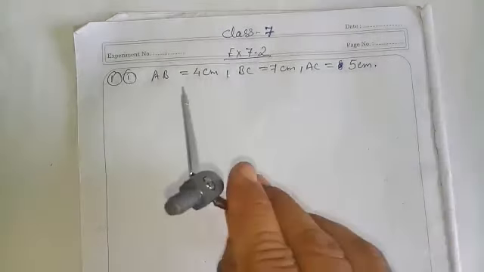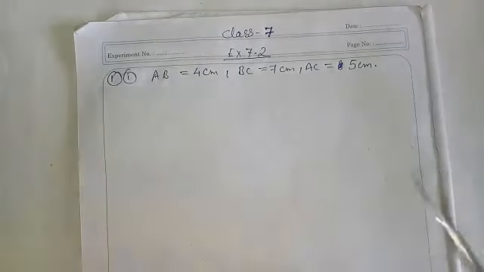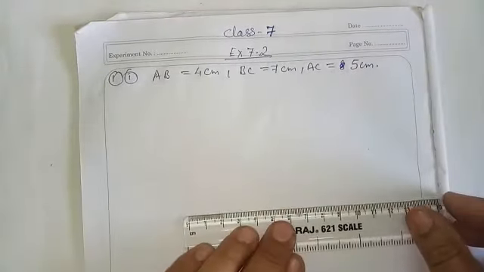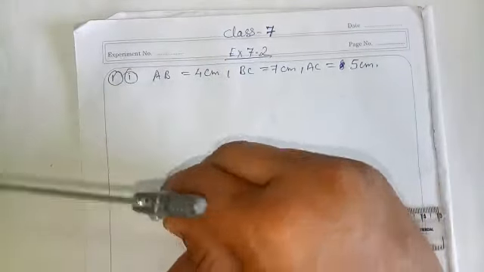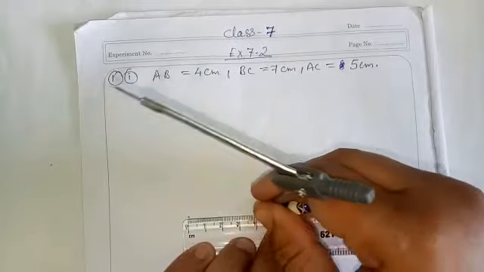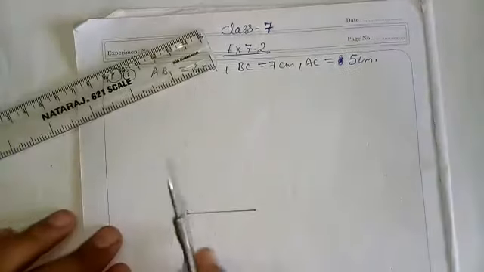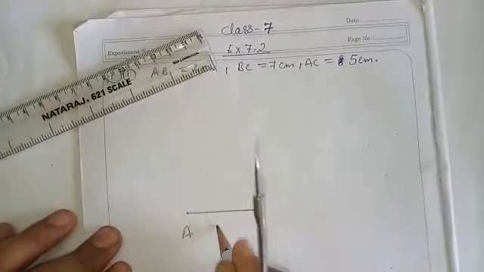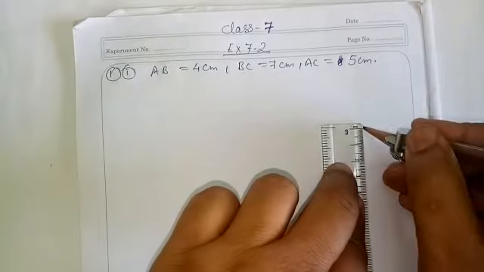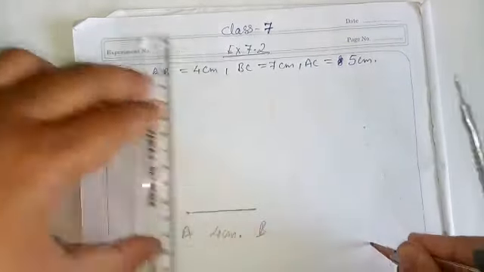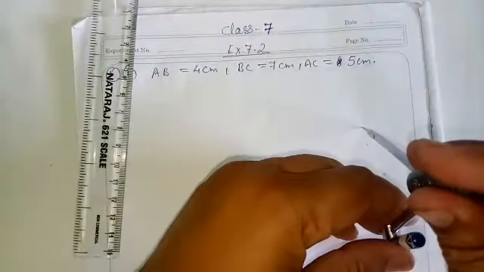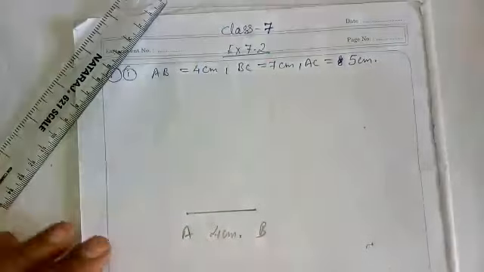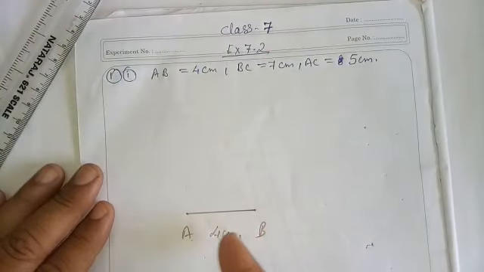Now see, AB 4 cm, BC 7 cm, AC 5 cm. Take your scale. First, draw a line of AB 4 cm. Name it A, B, 4 cm. Now BC 7 cm. In rough, you take BC 7 cm. Measure with your rounder BC how much it is? 7 cm. What is the name? BC.